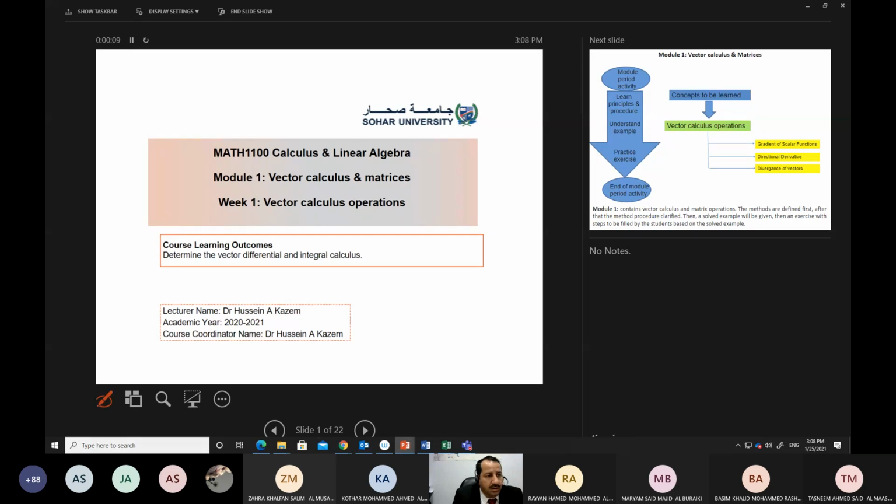Okay. Now our first module is vector calculus and matrices. This week we will discuss vectors, vector calculus operations, which is related to the first course learning outcome: determine the vector differential and integral calculus.